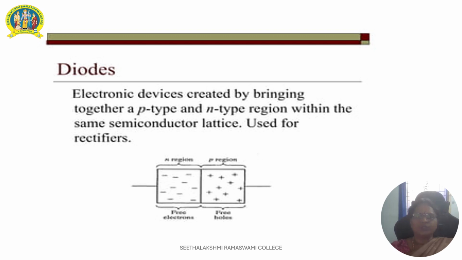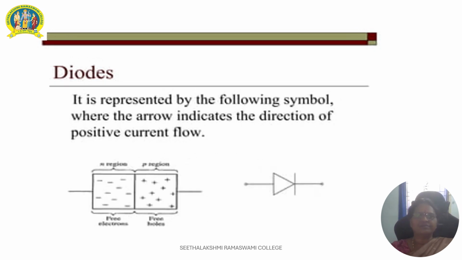Then diodes, electronic devices created by bringing together a p-type and n-type region within the same semiconductor lattice. It is used in rectifiers, and it is represented by the following symbol, where the arrow indicates the direction of positive current flow. And here in the schematic diagram, the triangle represents positive and bar indicates negative.